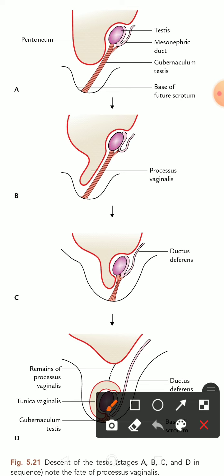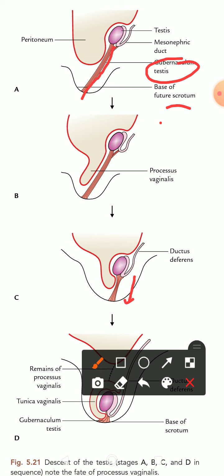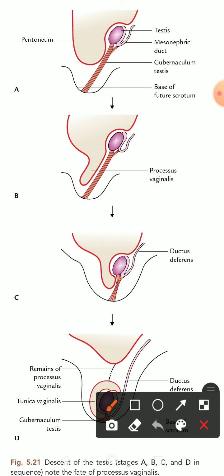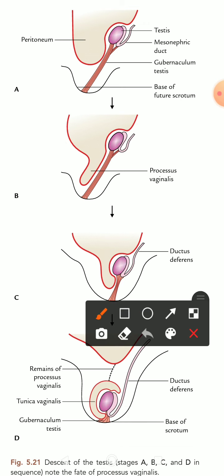So that embryological constituent is known as the gubernaculum testis. Look at that. It attaches the lower pole of the testis with the base of the scrotum, and when the baby grows up in the uterus, the gubernaculum testis shortens in length. When it shortens, it pulls the lower pole of the testis to the base of the scrotum. And ultimately, just before birth, the testis is within the scrotum.